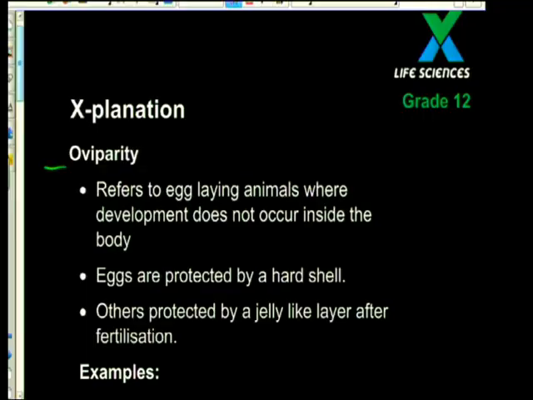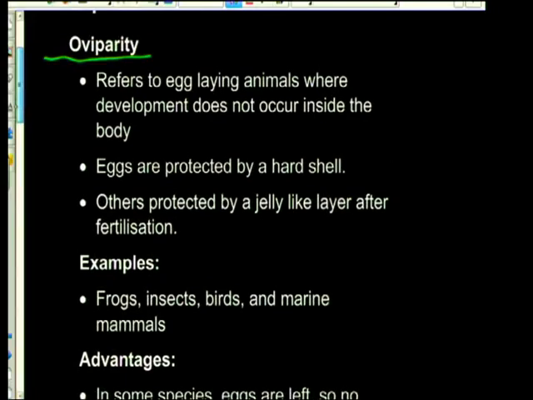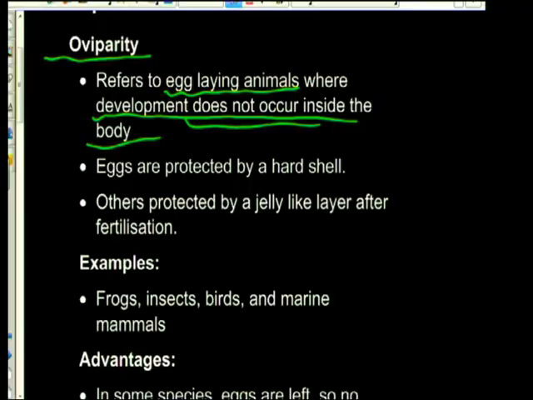So oviparity or oviparous refers to an organism that lays eggs, and the egg develops outside the body, does not occur inside the body. So an egg is laid after fertilization. An egg is laid. This egg incubates outside the body. Whether it's in the nest, whether it's in the ground, whether it's in the water, doesn't make a difference. As long as an egg is laid and the development of the embryo takes place outside the body, this is known as oviparous organisms.